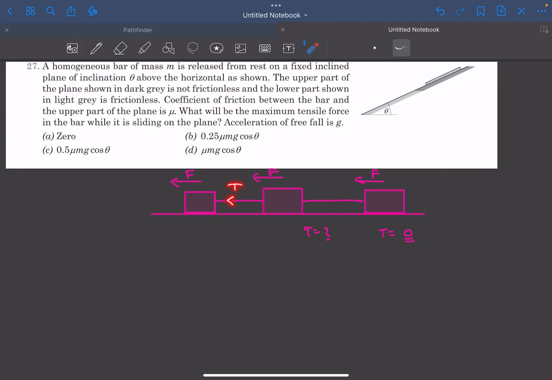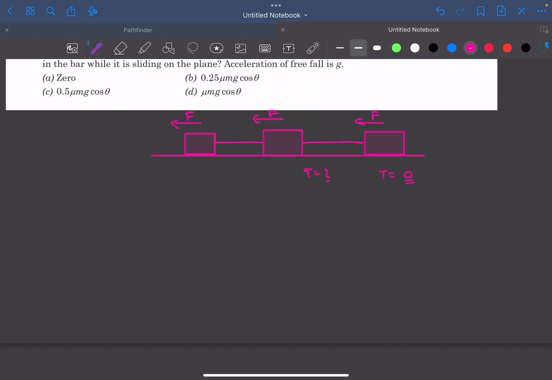In order for tension to develop in this string, block number one has to move faster than block number two. Only then there will be tension in the string. In this particular case, both of them will move with the same velocity, and hence there will be no tension in this string. So now if we apply the same concept to a body that is moving on a plane.